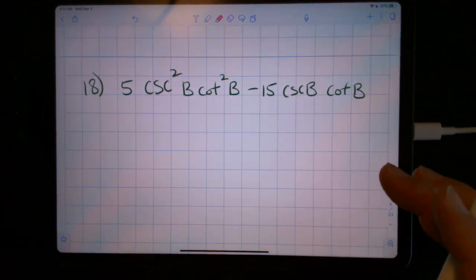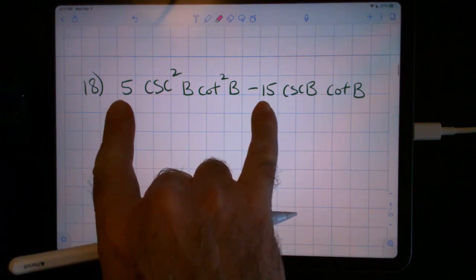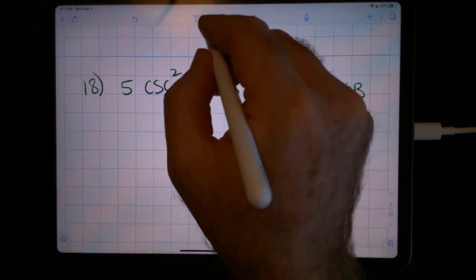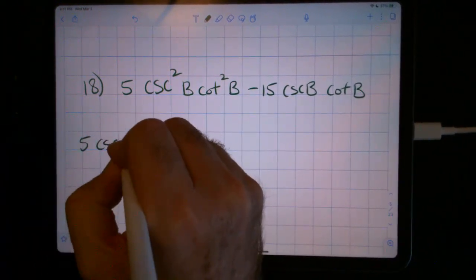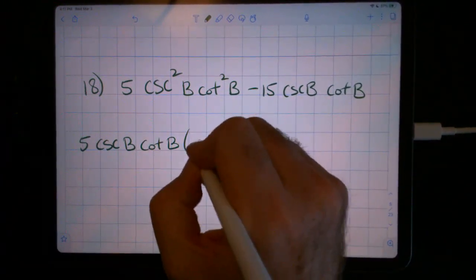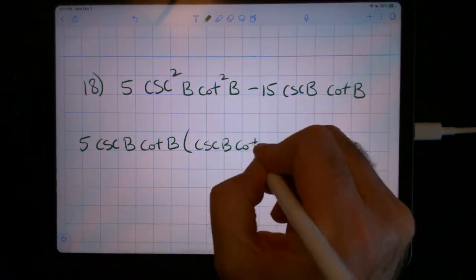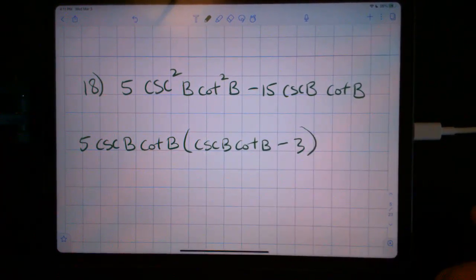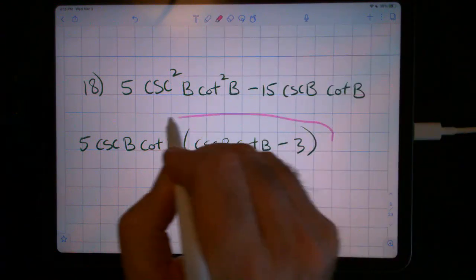Number 18, let's factor this. So I see I have a common 5, and I have a single cosecant cotangent in both of these. So take out the common 5, the cosecant of b, cotangent of b. When I take that out, what I'm left with is cosecant b, cotangent b minus 3. Yeah, that's all we can do with that one.